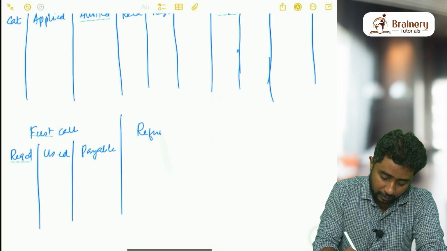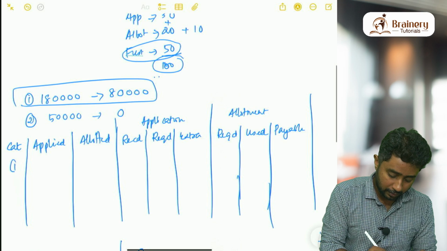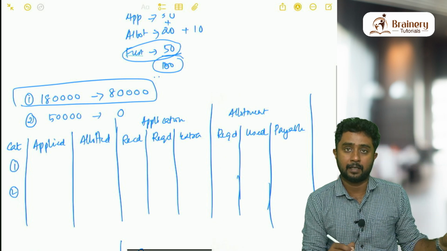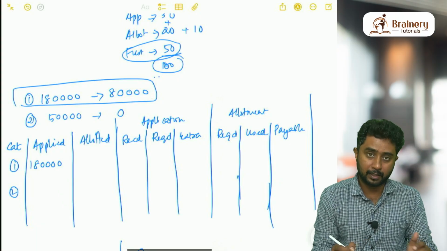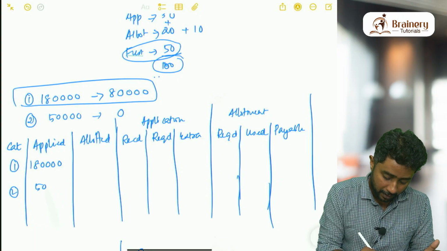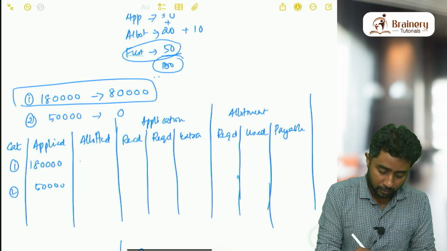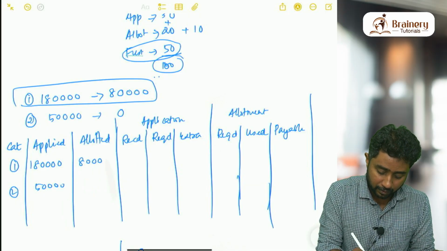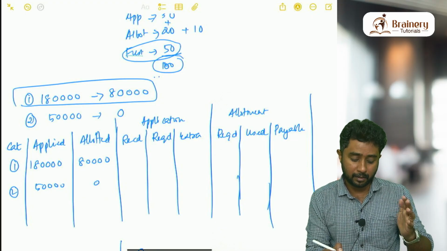Finally, we can write the column refund. Now we'll fill the columns. I'm just giving them two names, category 1, category 2. Category 1 we already discussed. We are splitting them into two categories: the one who applied for 1,80,000 shares and one who applied for 50,000 shares. One who applied for 1,80,000 shares, we are giving them 80,000 shares. One who applied for 50,000 shares, we are not giving them anything.